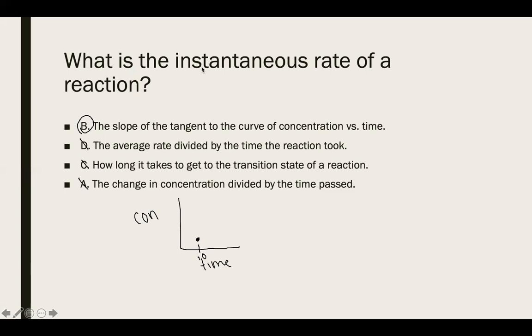But if you have a line that looks like this, then you'd want just that one point. And so you'd have a line that just touched the curve at that one single point. And the slope of that line would be equal to the instantaneous rate, the rate at just that single moment. Are there any questions about that? Okay.